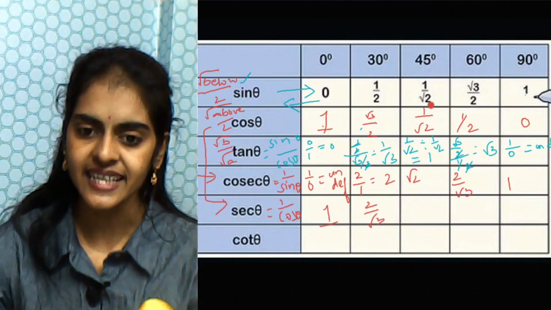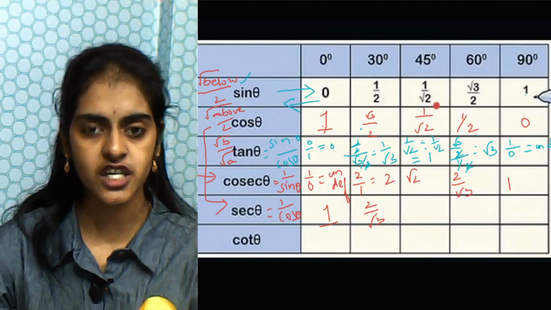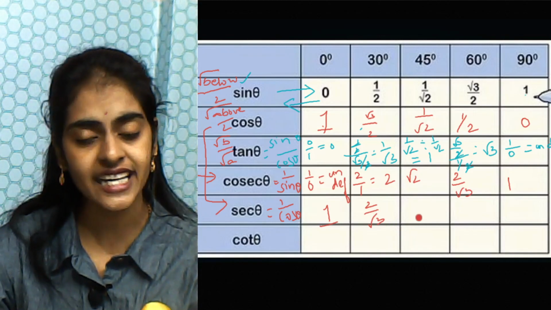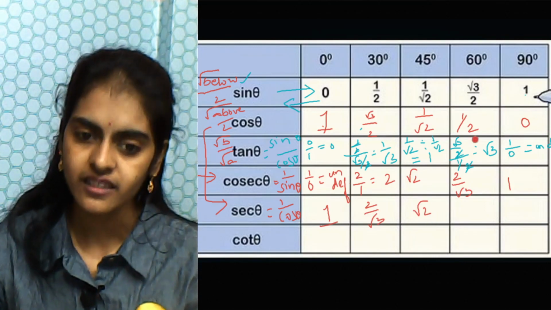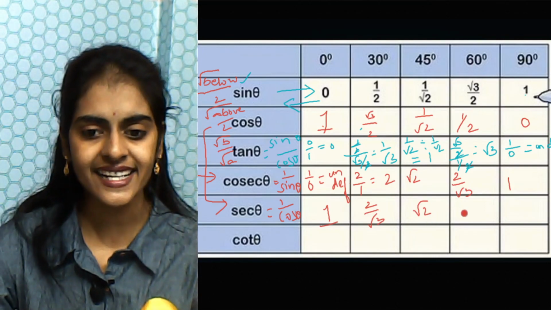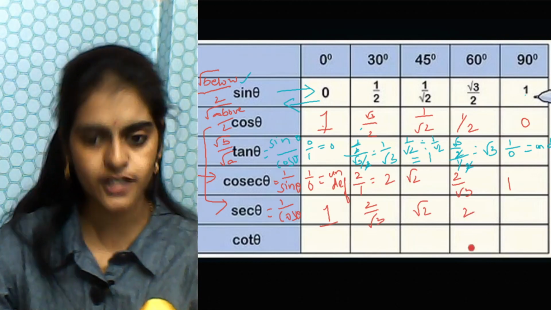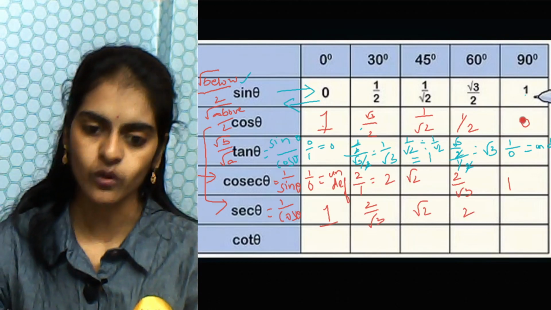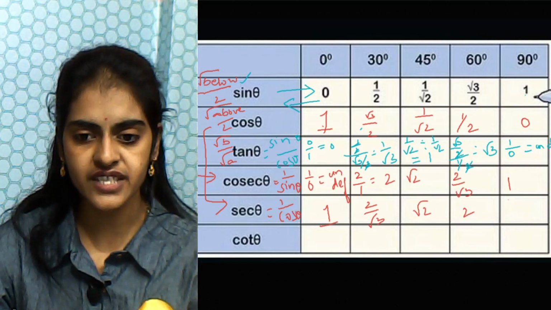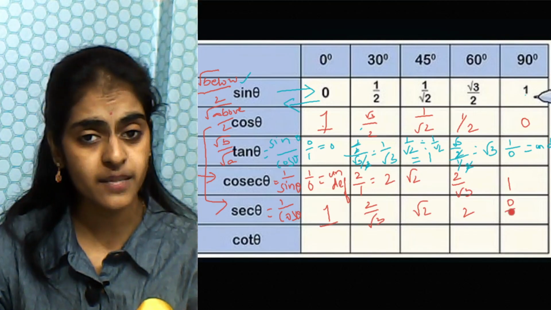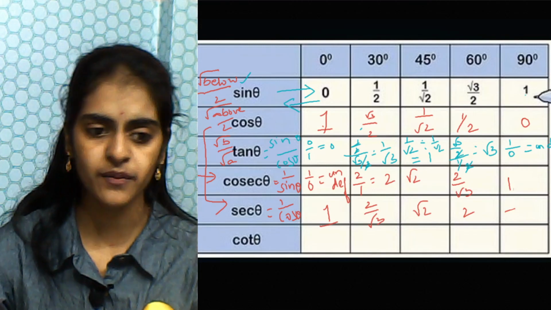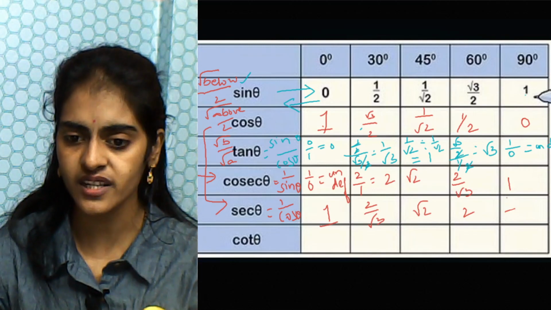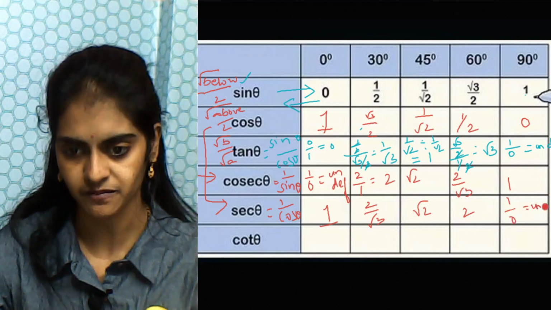Getting my point? Here next you have 1 by root 2. Cos 45 is 1 by root 2. So what is secant 45? Root 2 by 1, so it is root 2. Cos 60 is 1 by 2. Secant 60 is the reciprocal of 1 by 2, which is 2. Cos 90 is 0. Secant 90 is the reciprocal of 0, which is 1 by 0. So what do you get? 1 by 0 is nothing but undefined.